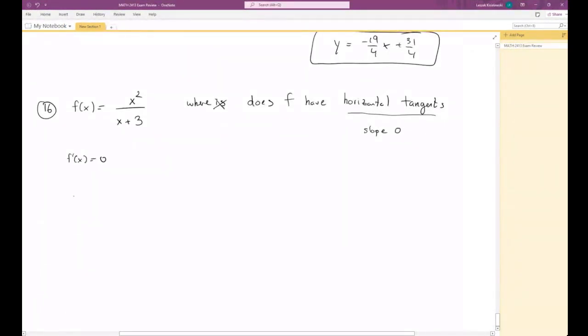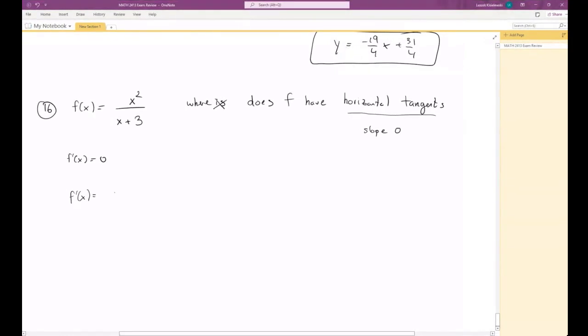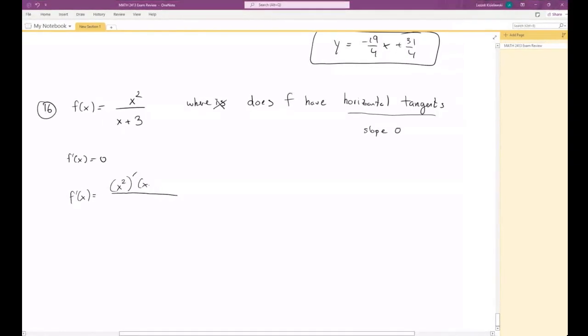So here I was going to use the limit definition. You can practice, but I'm just going to use differentiation rules right now at this point. So that looks like a quotient, so I'll use the quotient rule. Differentiate the top, leave the bottom alone, minus the top times the derivative of the bottom.